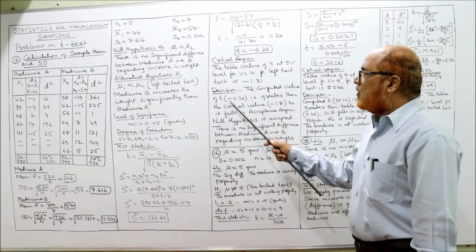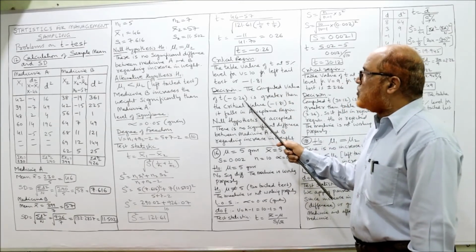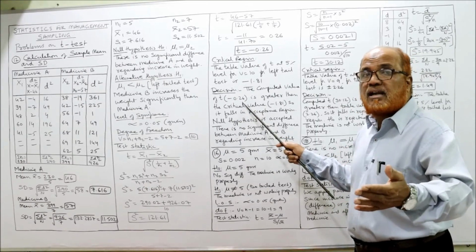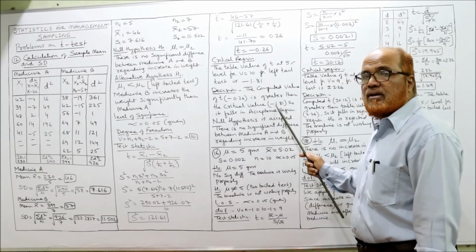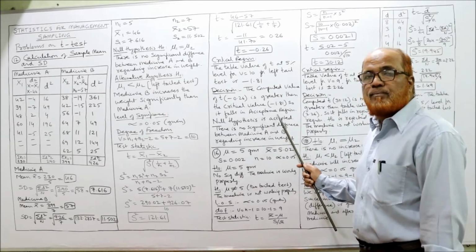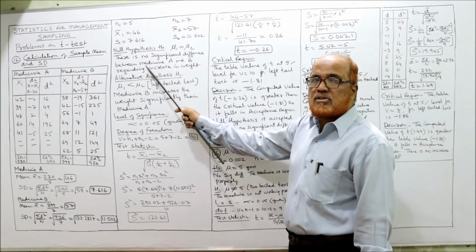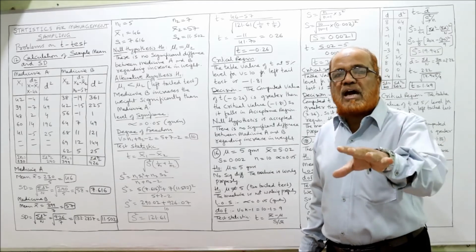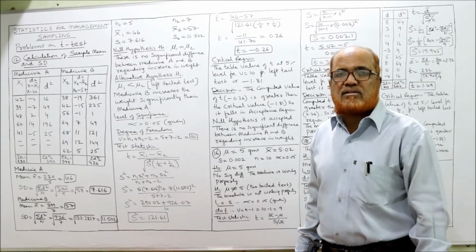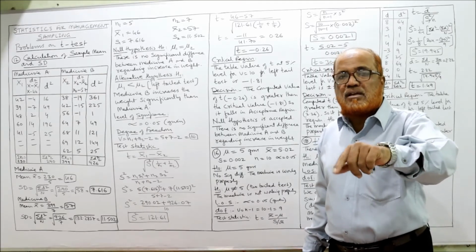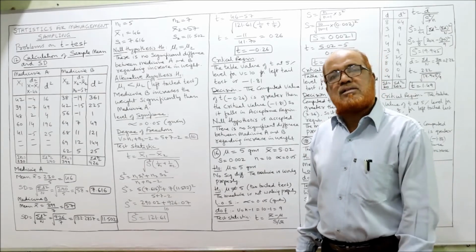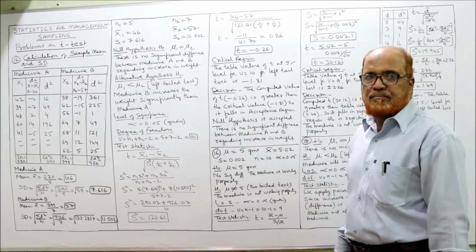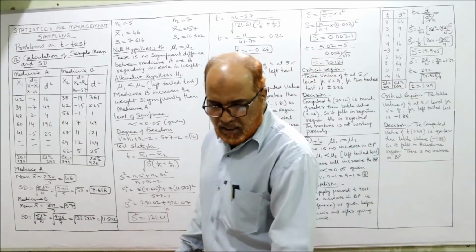Decision: the computed value of t, minus 0.26, is greater than the critical value minus 1.81. So it falls in the acceptance region. The null hypothesis is accepted. There is no significant difference in medicine A and medicine B. Both have equal effect in increasing the weight. The question is asking whether medicine B is increasing significantly. No, both are the same. That's it. This is the end of problem number 12.